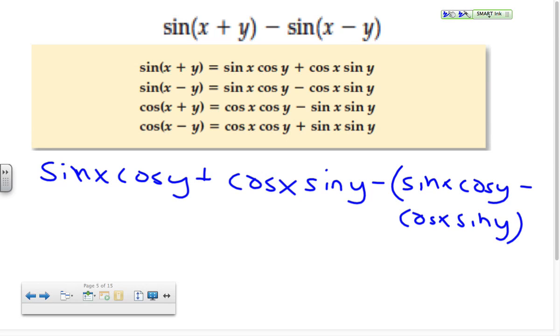So without rewriting the whole thing, I'm going to change signs here. I'm going to make this a plus, this a minus, and that becomes a plus. So the parentheses aren't necessary at this point. I'm looking for ones that match, sine x and cosine y, so I can cancel those out, because one's positive, one's negative. These two are both positive, cosine x sine y and cosine x sine y, so I have 2 cosine x sine y. And I am completely simplified. There's absolutely nothing else I can do. So that is it. Good luck with your homework.